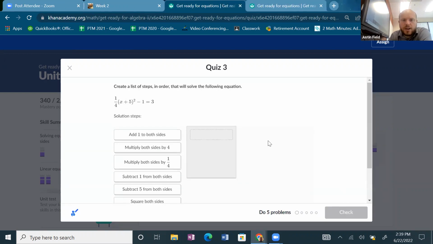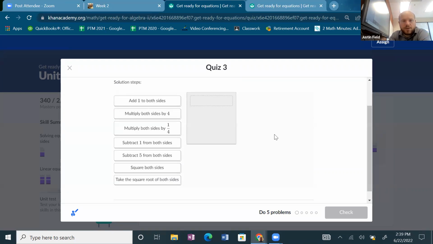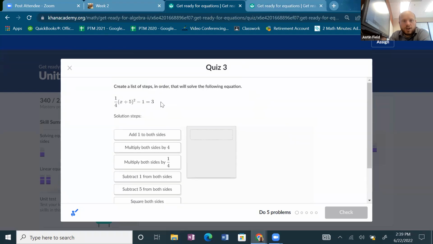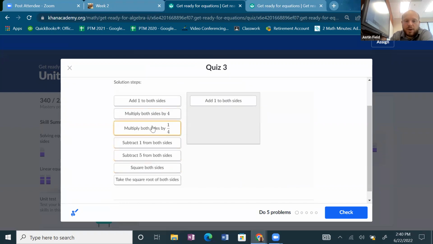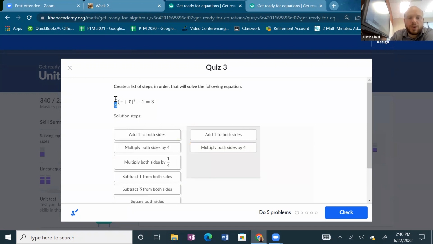All right. Now this is the solution steps for solving this equation. This equation is not the same as the other one because of the exponent of 2 here. This is a quadratic equation. The first step would still be to add 1 to both sides. But after you do that, oh, and then divide both sides by 1/4 or multiply both sides by 4. That gets rid of the 1/4.